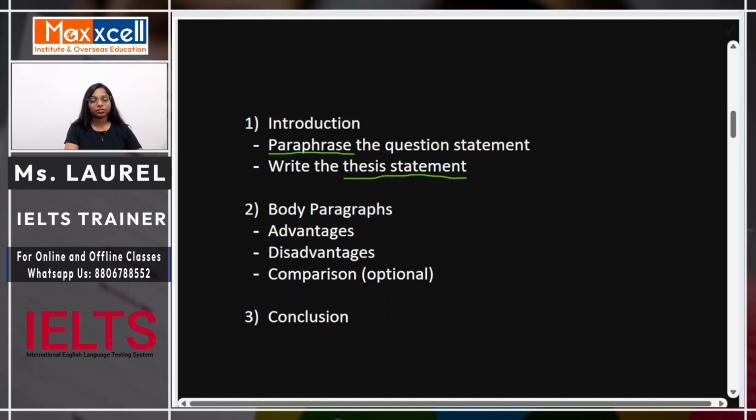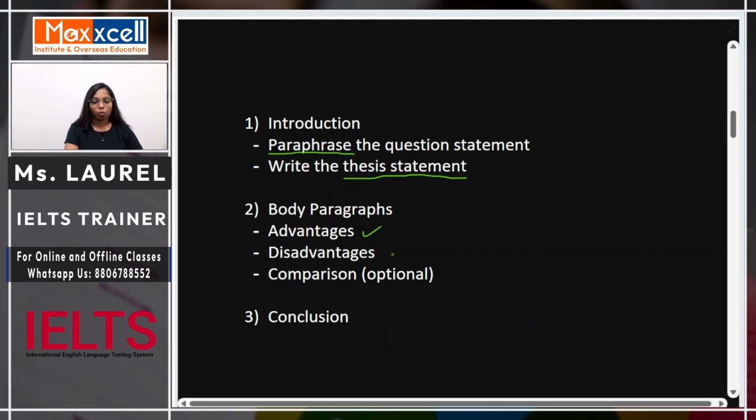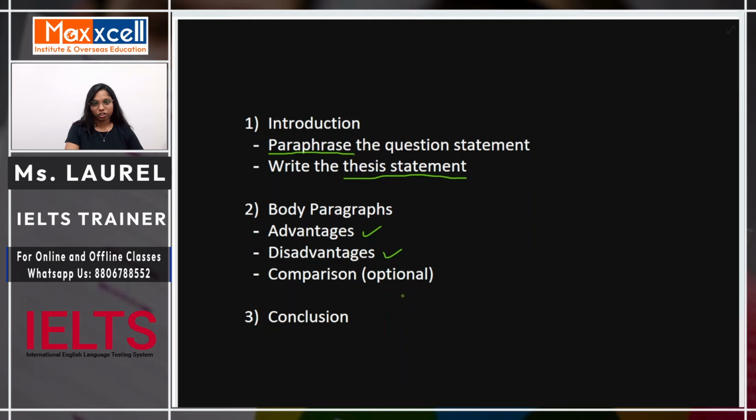If you don't know what this is, we have already covered it. Please watch our essay writing video. Then coming to the body paragraphs, for advantages, disadvantages type of essay, you need to have 3 paragraphs here under the body paragraphs. You need to have 1 paragraph for advantages, 1 for disadvantages, and the comparison paragraph is optional. Now this depends on the question type, right? And then at the end, you need to obviously have a conclusion.